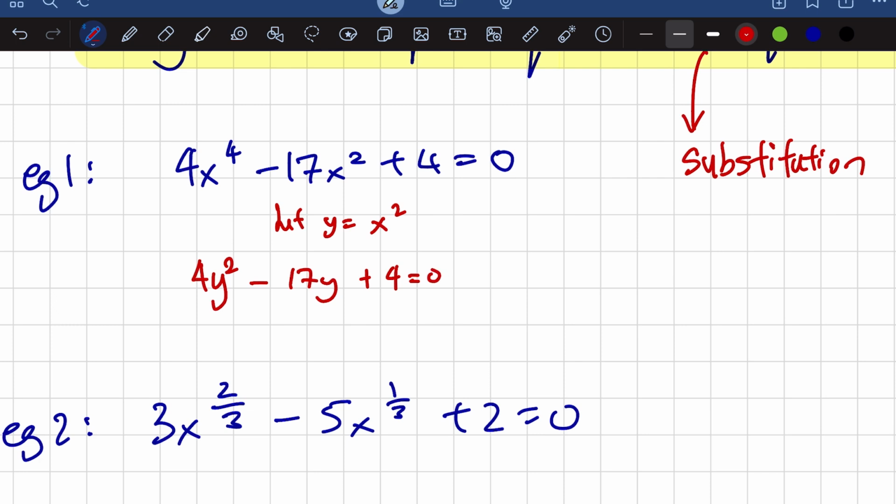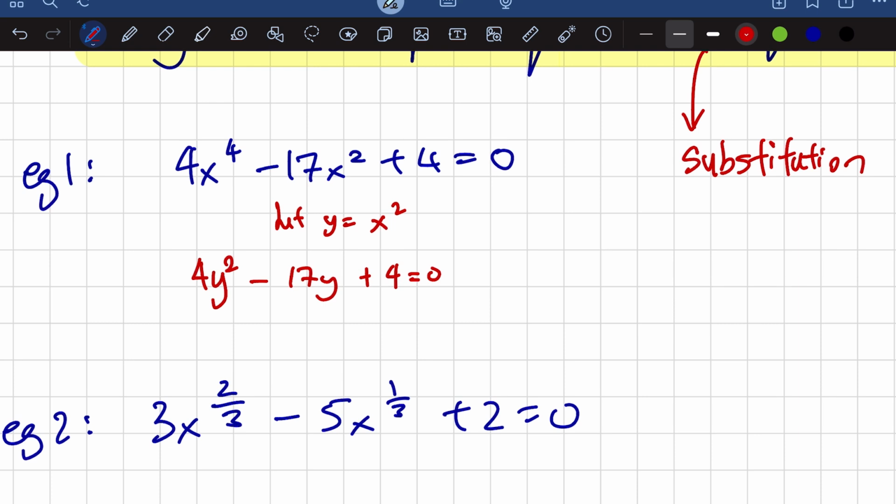Now this looks like a usual quadratic, right? And we can factorize that quite quickly. We'll end up with 4y minus 1 and y minus 4 equals 0. From here we can solve for what y is. So y equals a quarter and y equals 4.